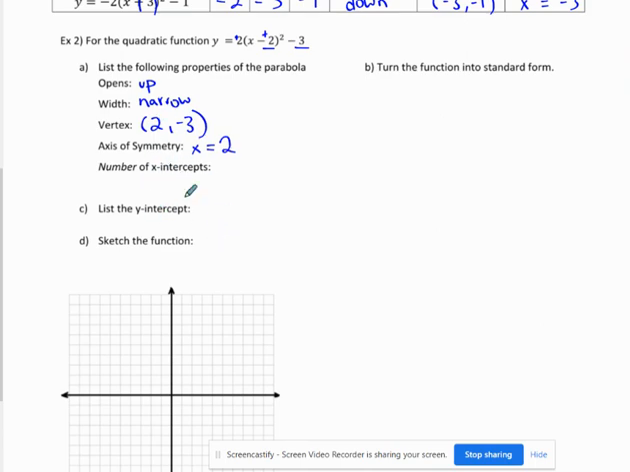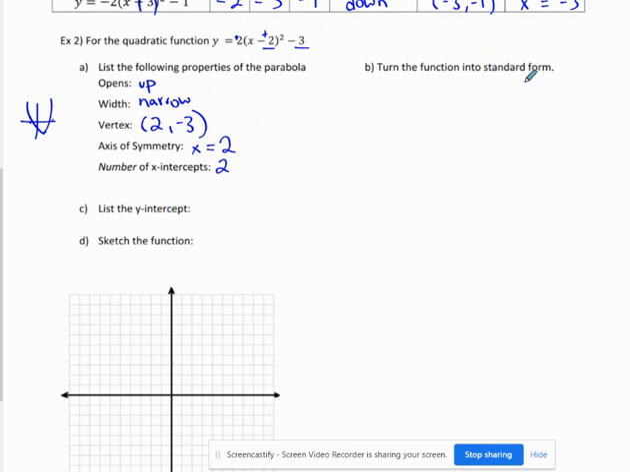And my number of x-intercepts. So let's do a quick graph before I do this. So it opens up. The vertex is at 2, -3. So 2, -3 is going to be here. It's going to be opening up. So I'm going to have 2 x-intercepts. Notice I'm looking for number of x-intercepts, not what the x-intercepts are. So I have 2 x-intercepts. Okay, next, I can't tell what my y-intercept is from vertex form.